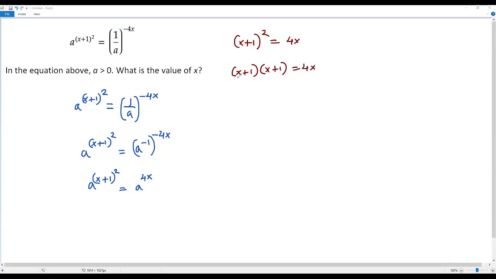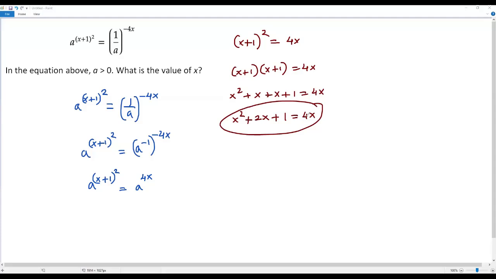Now let's multiply these two binomials using the FOIL method. x times x is x², x times 1 is positive x, positive 1 times x is positive x, positive 1 times 1 is positive 1, equals 4x. Then we get x², and combining positive x and positive x, I get positive 2x, plus 1 equals 4x. Here we have a quadratic equation.